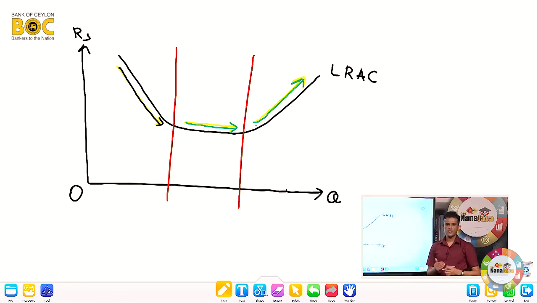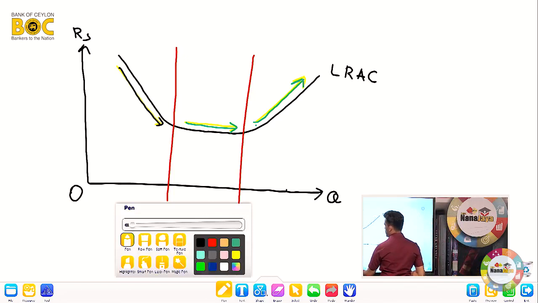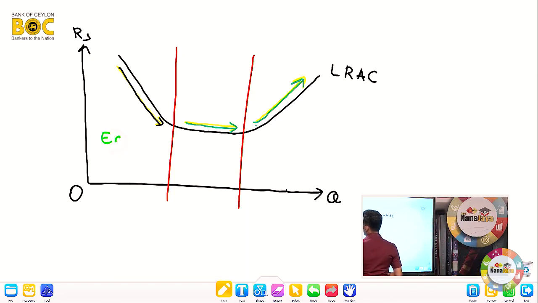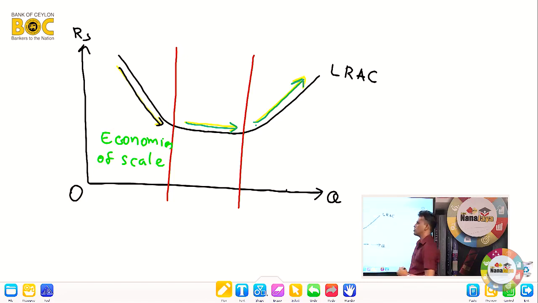The factors which support the per unit cost to go down in the long run production are identified as the economies of scale. Economies of scale are the reasons which support the long run per unit cost to go down. So when the firm gains economies of scale, the long run average cost decreases.